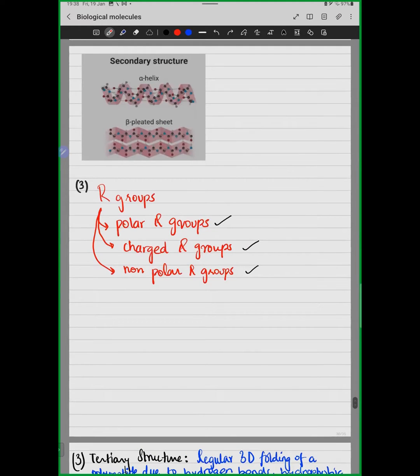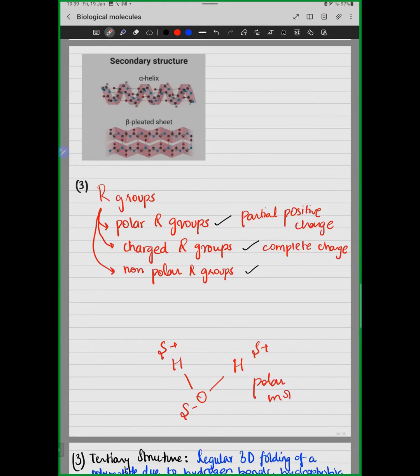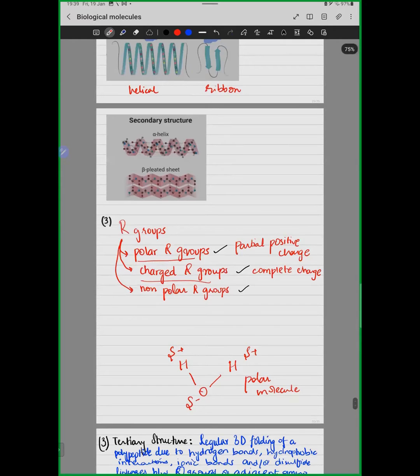Either they are polar, which means that they have a partial charge on them, and then charged R groups, which have a complete charge on them. Because water is a polar molecule with a partially negative oxygen and partially positive hydrogens, because of these partial charges we identify water as a polar molecule. And whenever any charged species, be it a polar species or a completely charged species, comes near the vicinity of a water molecule, water forms hydrogen bonding, or weak interactions, with them.